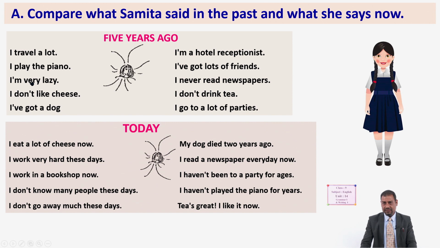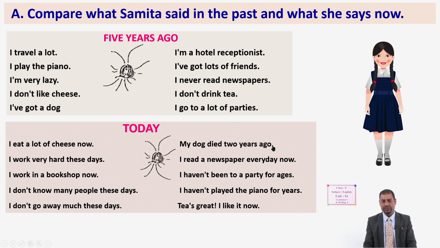Now, we have another sentence here that is I play the piano. First of all, you have to find out the related sentence of present time, okay? So, here is I play the piano. Now, which can be the correct expression here? Is it I eat a lot of cheese now, or I work very hard these days, or I work in a bookshop now, or I don't know many people these days, and this expression is already used.